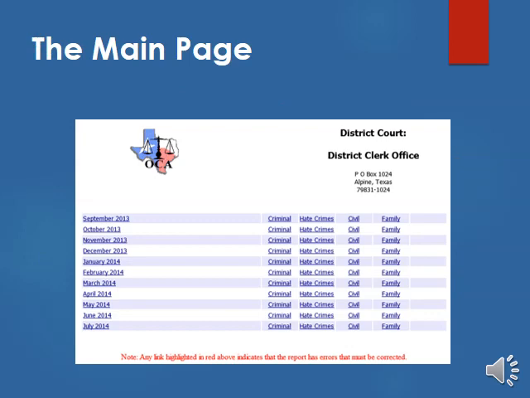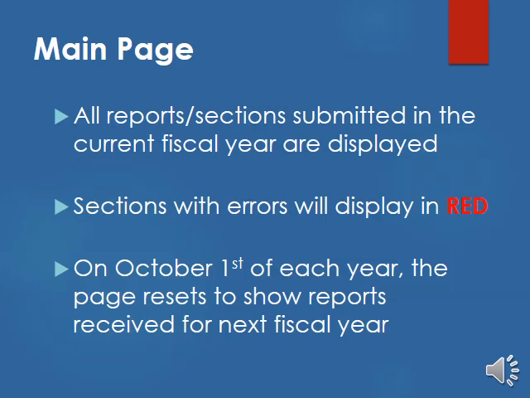Now, once you have successfully logged in, you will come to this screen, which we call the Clerk's or court's main page. On the main page, all of the reports for each month and each section that have been submitted for the current fiscal year you are reporting will be displayed. Remember that the state fiscal year begins on September 1st and ends on August 31st, and that reports are due by the 20th of the month. Any section that contains errors will display on that page in red.